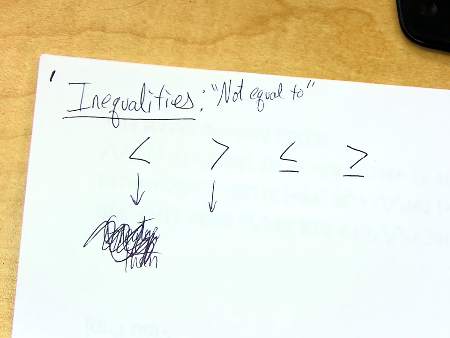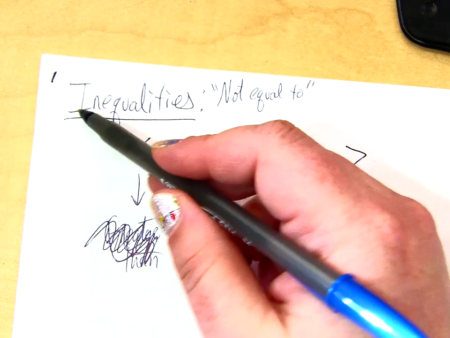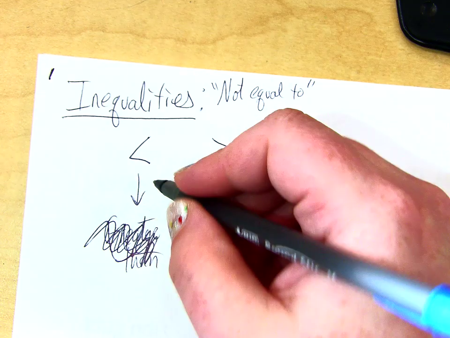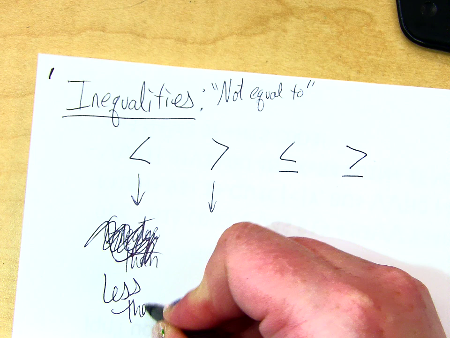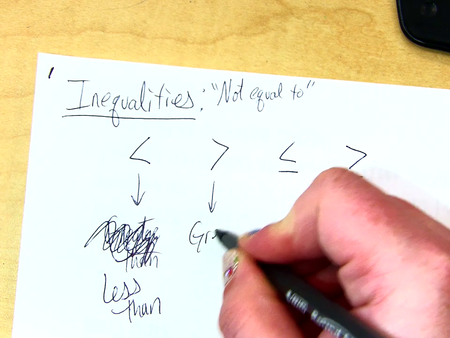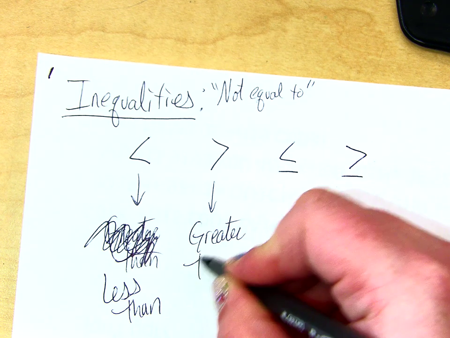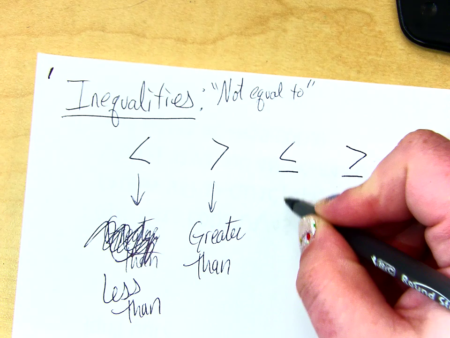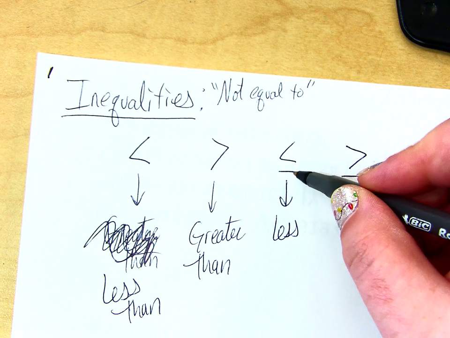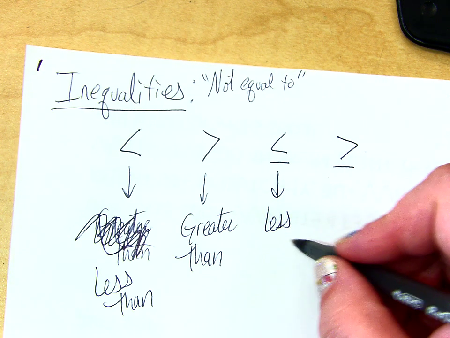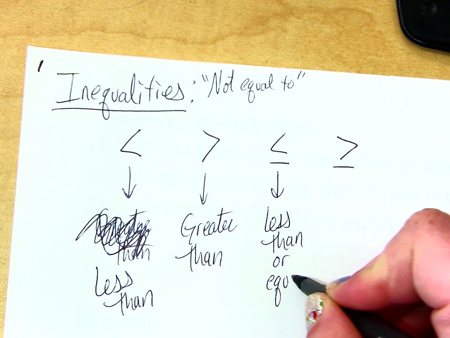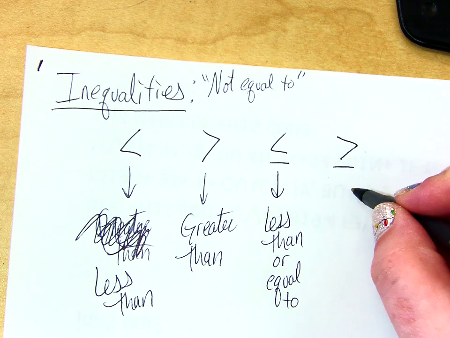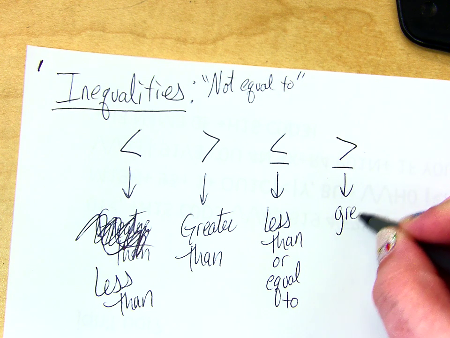Okay, so our inequalities. The symbol with the line through it means not, so we have not equal to. This first one here is your less than, greater than, less than or equal to. Are you guys familiar with that symbol with the bar underneath? Yeah, less than or equal to. And this would be greater than or equal to.